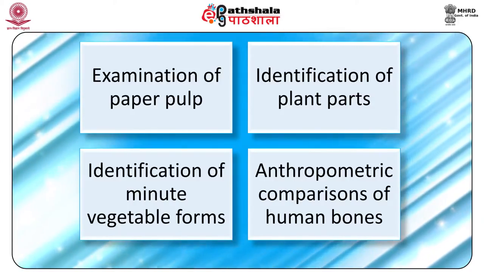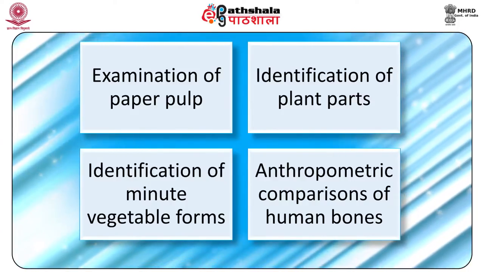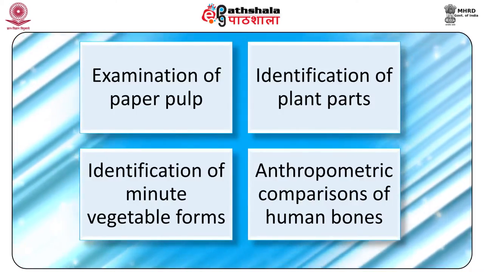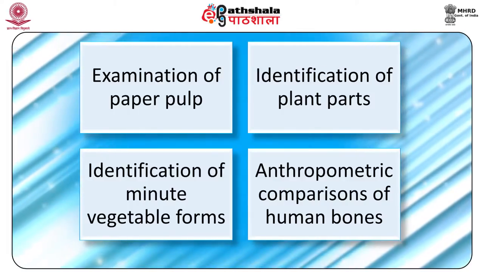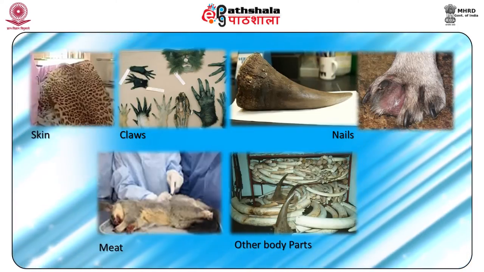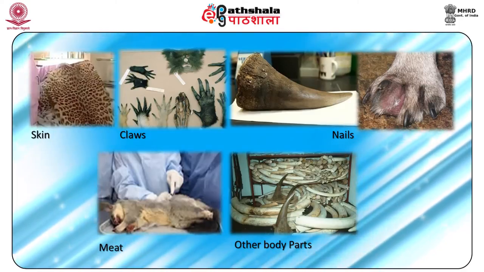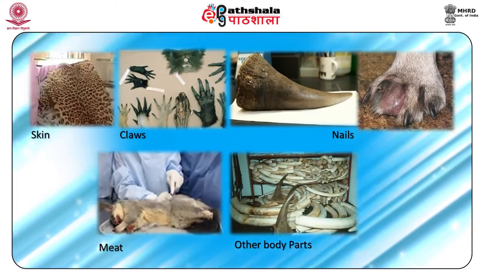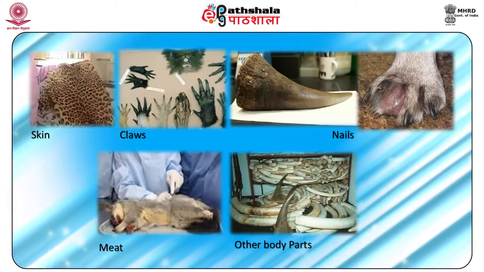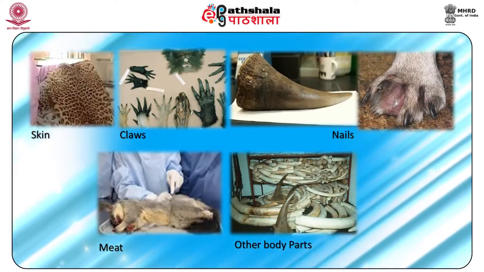Anthropometric comparisons of human bone with the photograph of the suspected person are done before attempting the technique of superimposition for the purpose of human identification. Wildlife evidences like skin, claw, nails, hair, meat, raw or cooked, and other body parts of the protected species of plants and animals mentioned in different schedules of the Wildlife Protection Act 1972 and Appendix of CITES.